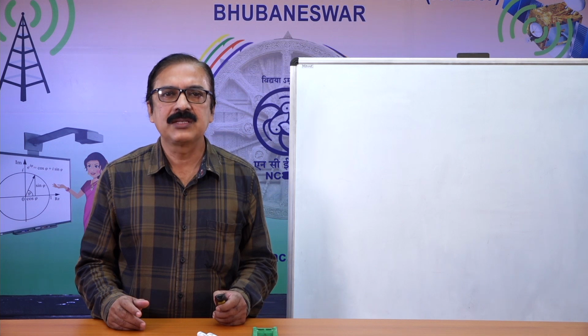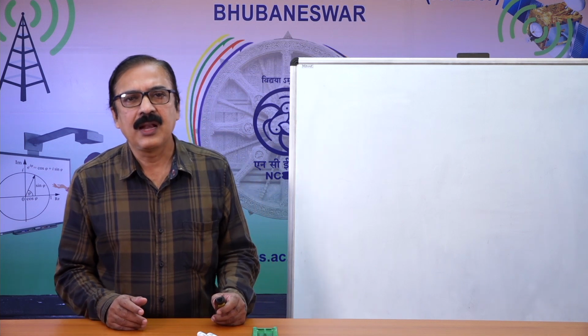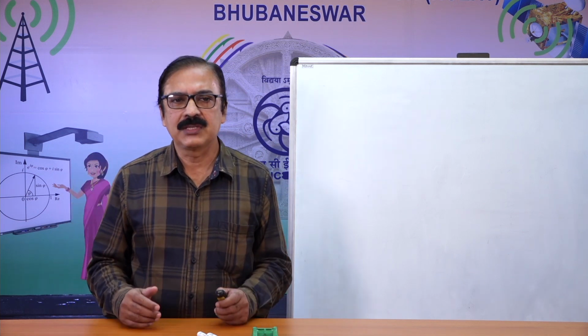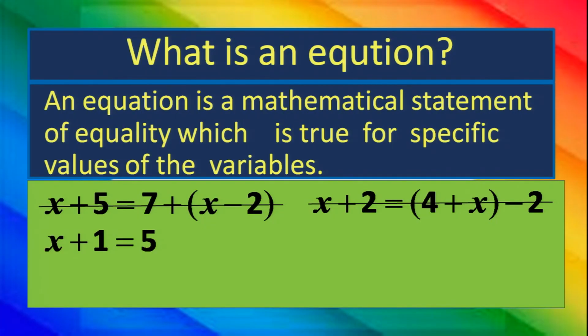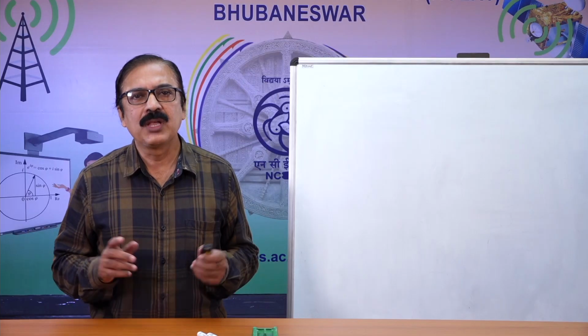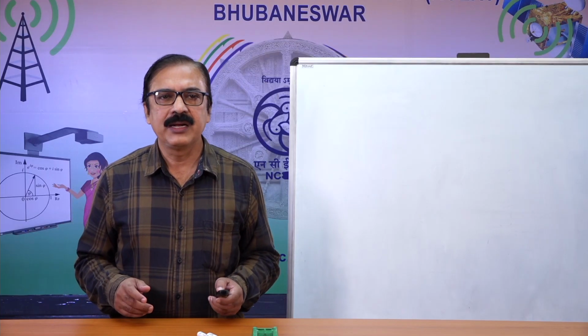So we cannot say this to be an equation. Then what is an equation? Now let's consider this case. x plus 1 is equal to 5. For which value of x do we get x plus 1 equal to 5? In common language, we can say which number is added to 1 to give 5. Definitely it is 4.